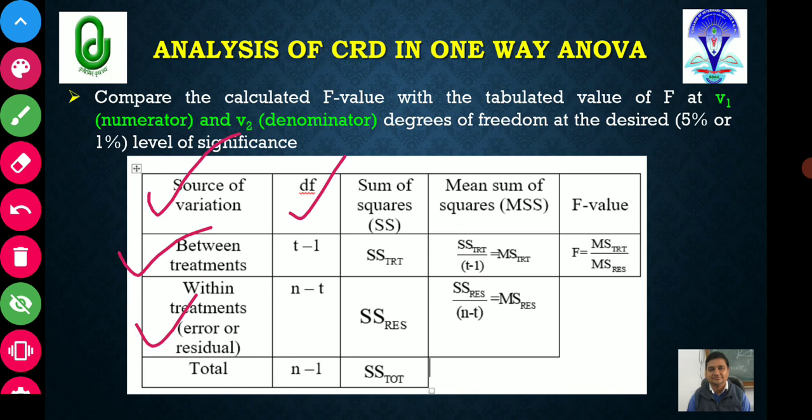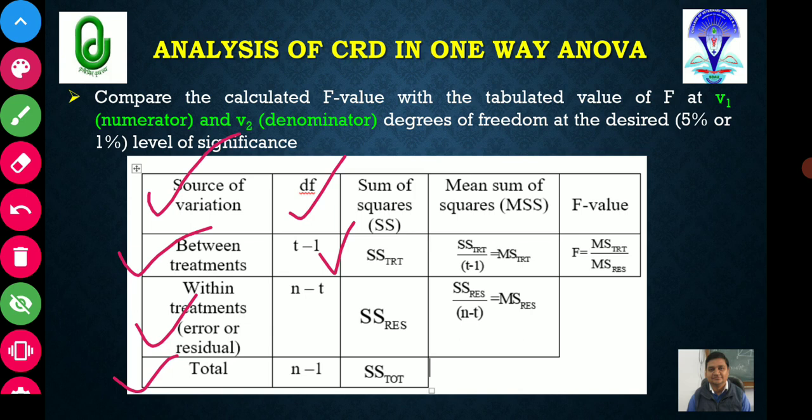So here between the treatments, if the number of treatments is t, we will apply one restriction. So t minus 1 will be the degree of freedom. We are applying one restriction, so the degree of freedom will be t minus 1 out of t. And for ease of calculation, we are writing in the last row the total variance.